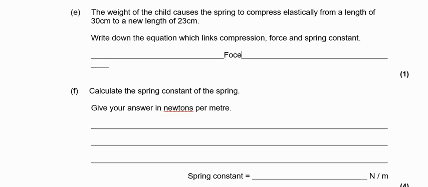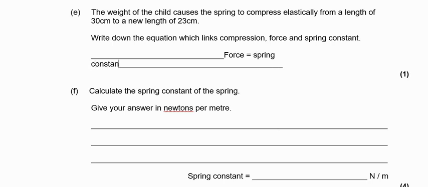So the equation was force is equal to spring constant times extension. In this case, we can always just put in compression instead of extension. When we've got this, we can start to use the equation to calculate our spring constant. But it's important to realize that 30 centimeters and 23 centimeters are both lengths. They don't appear in this equation.